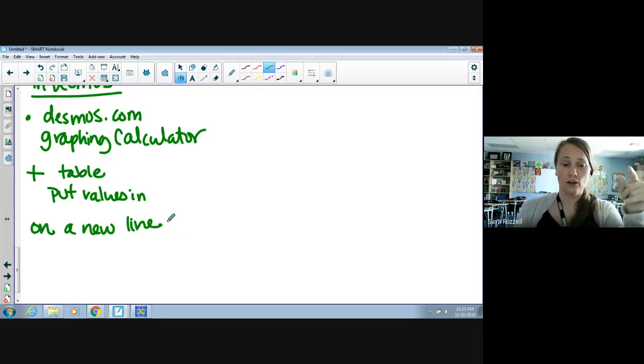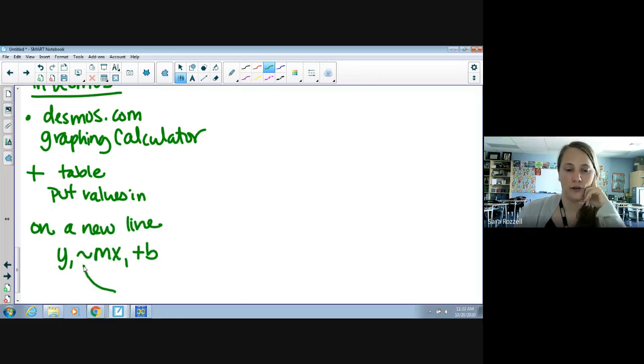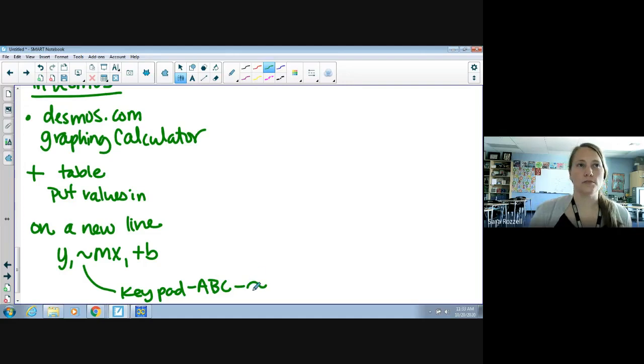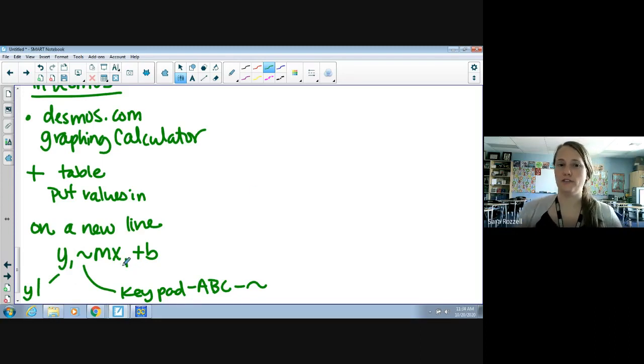And then on the next line, you are going to type Y1 squiggle mx1 plus b. And to get your squiggle, you have to hit the keypad, ABC, and then the squiggle comes up. Which just means approximately, not congruent, approximately. And Y1 is literally Y1, and X1 is just X with the number 1. You don't have to do anything fancy.